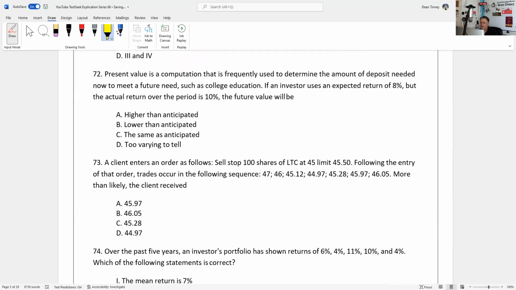Present value is a computation that's frequently used to determine the amount of a deposit needed now to meet a future need, such as college education. So as your investment professional, I thought we were going to get 8 and we got 10. Woohoo! And so that means the future value, it looks like we're going to have more money than we thought. That's a wonderful thing. Again, I like Brian's questions here. Again, very much like the test. Not so much can you do the math, but do you have a general understanding of what the math would end up doing.